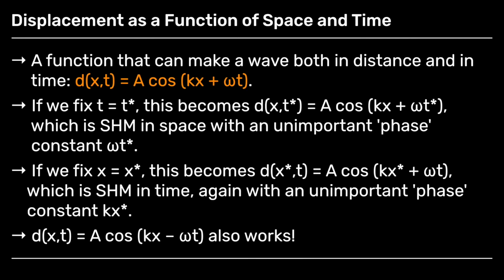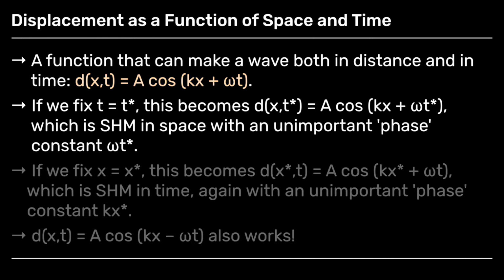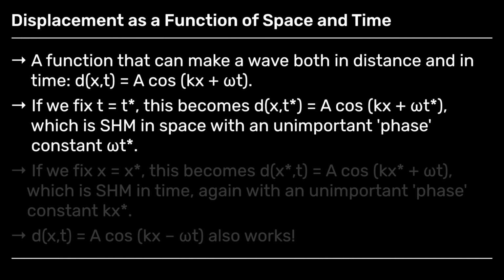We'll write it d of x and t equals A times the cosine of kx plus omega t. Now, notice that if we fix the time at some particular point, let's call it t star, then this displacement is just A times the cosine of kx plus omega t star. Well, that's just simple harmonic motion in space with an unimportant phase constant, omega t star, which doesn't affect the wave-like properties at all.